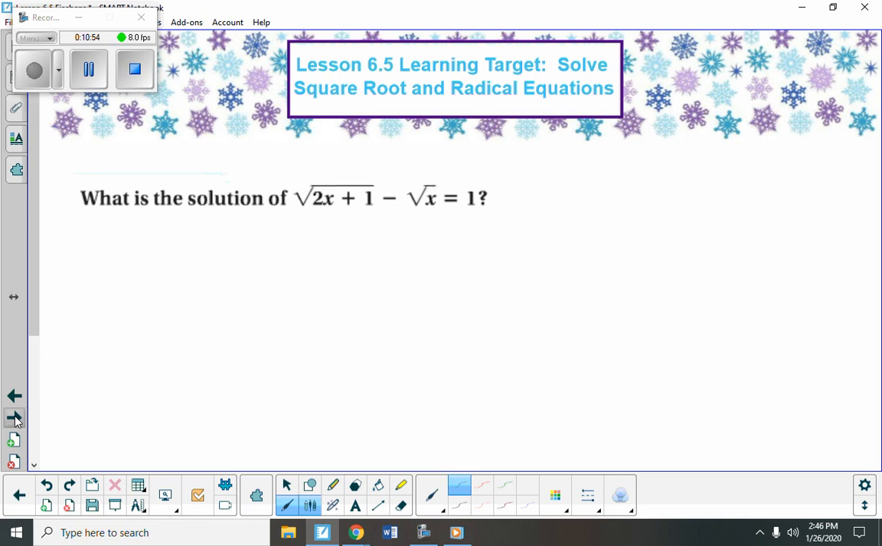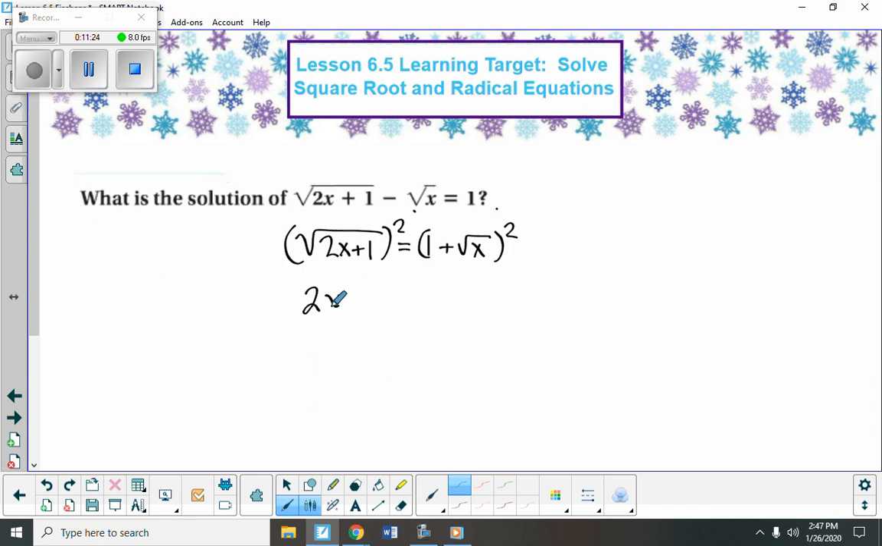Let's do another. Now this one, you see we have 2 radicals going on. And we could just FOIL right away. But I think you're going to find that it's easier if you take the one that is the most complex, get that one by itself. So we have the square root of 2x plus 1 equals 1 plus the square root of x. We're going to bring this one to the other side. So now we square both sides.